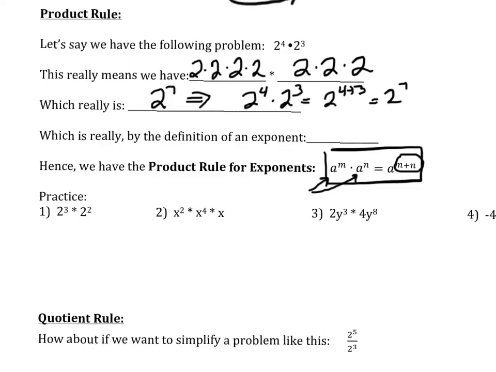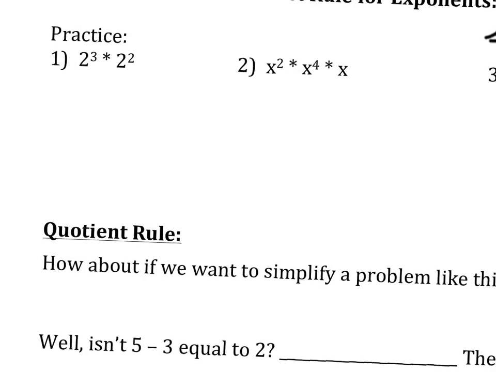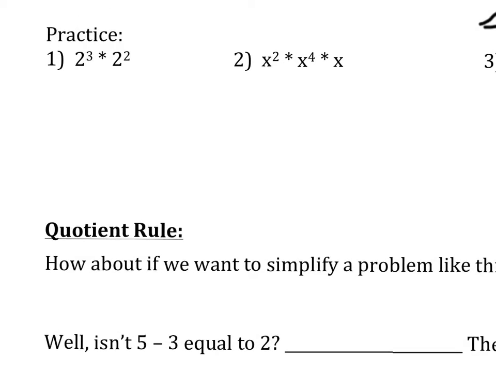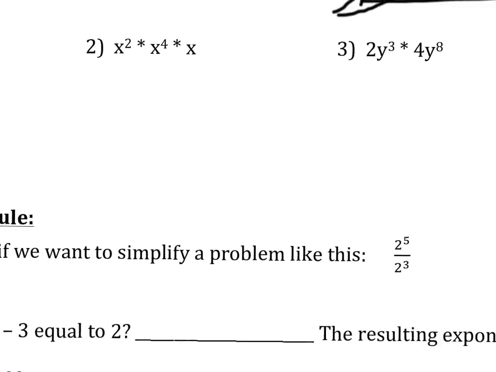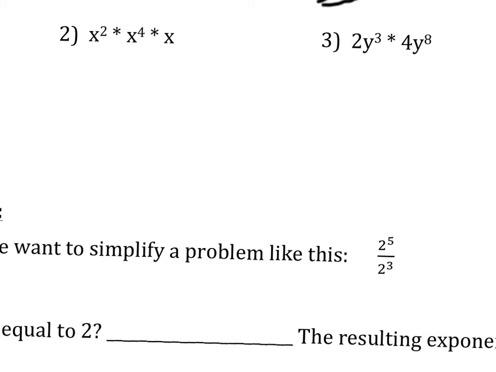Our first problem here is 2 cubed times 2 squared. Well, 2 cubed times 2 squared would be 2 to the 3 plus 2 power, which is 2 to the 5th power. Next, if we look at x squared times x to the 4th times x, remember we have a little invisible 1 here. So we can have x to the 2 plus 4 plus 1 power, which is x to the 7th power.